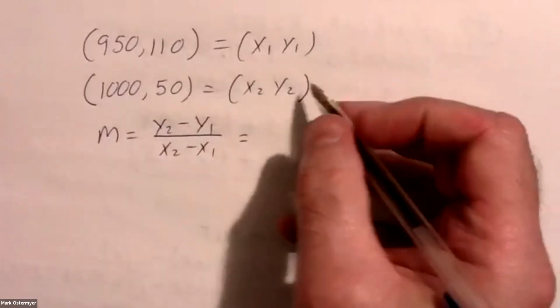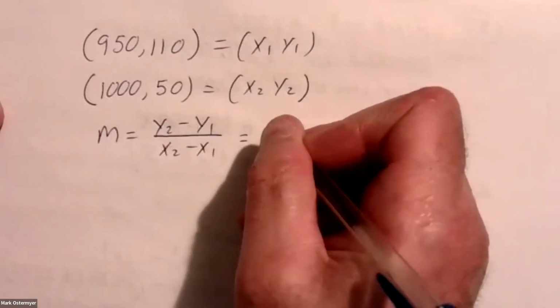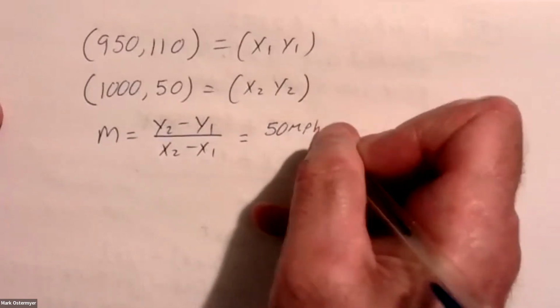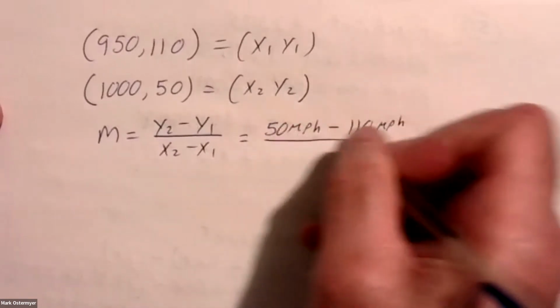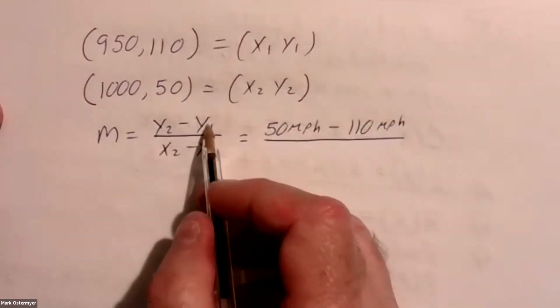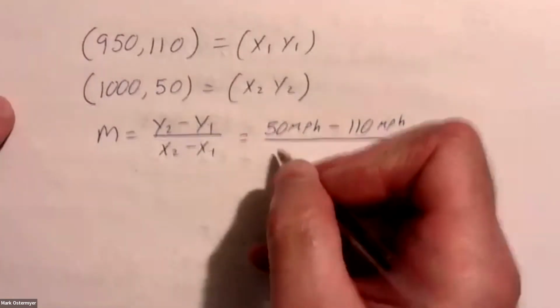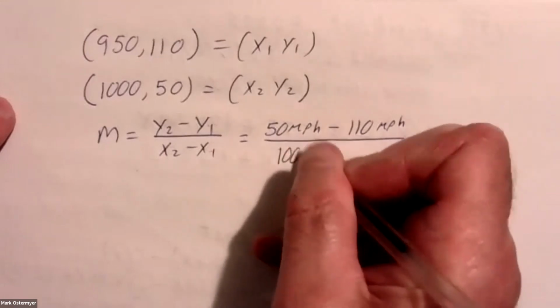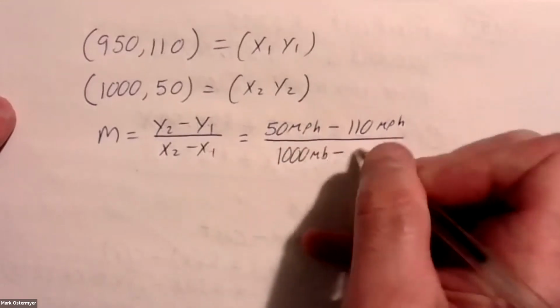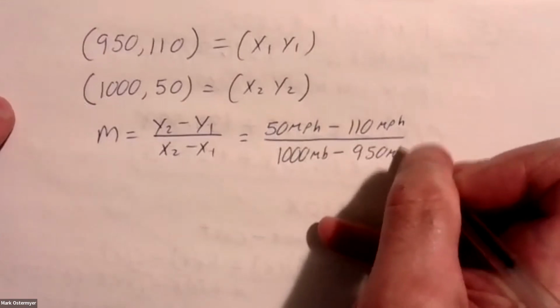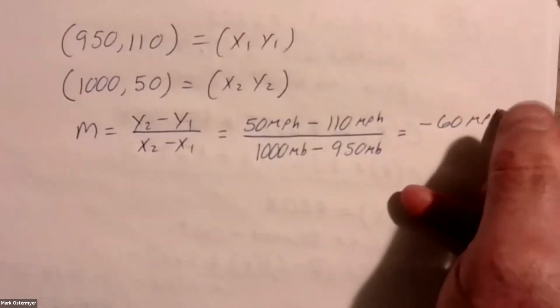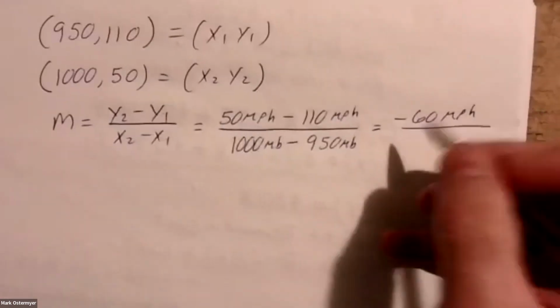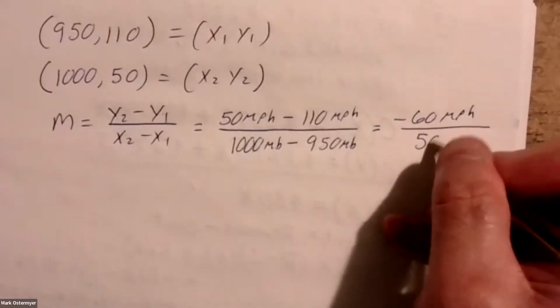Therefore, y2 is going to be 50 miles per hour minus y1, which is 110 miles per hour, divided by the change in pressure. So we have the change in wind speed versus the change in pressure. That's to say 1,000 millibars minus 950 millibars. When you work this out, you get negative 60 miles per hour per 50 millibars.